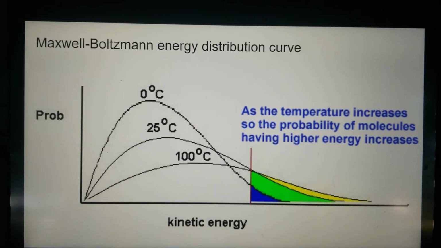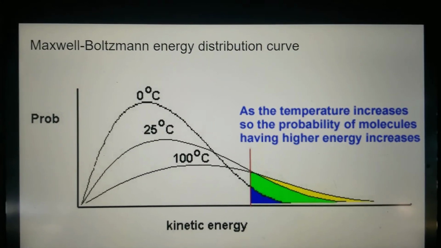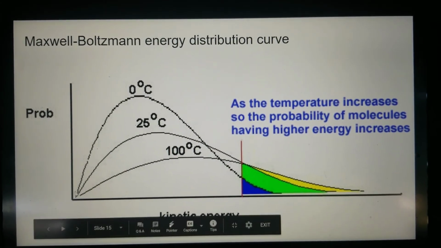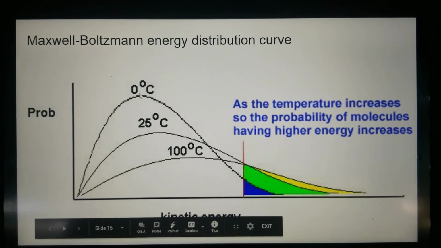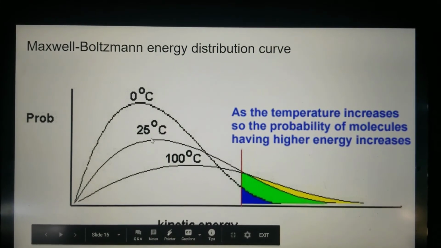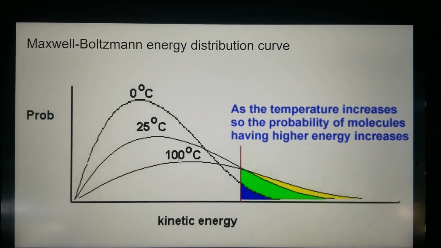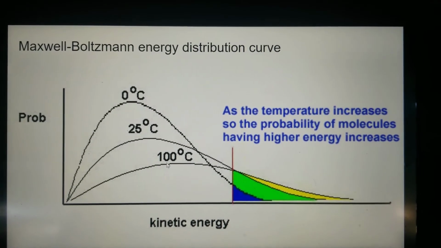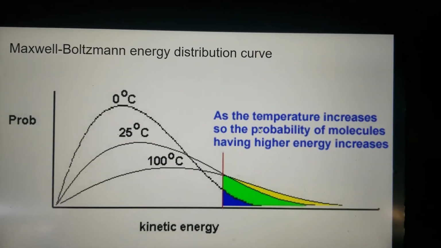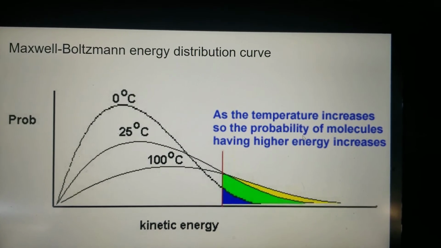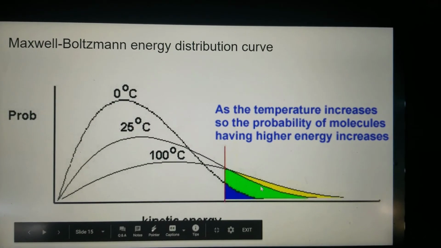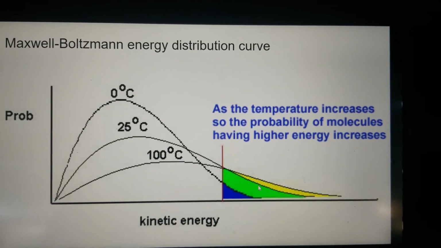All right, guys, this is a new material. This is not review. This is brand new. The Maxwell-Boltzmann energy distribution curve. Okay, so I want you guys to notice the lines. The one here at the top is at 0 degrees Celsius. That's a cold temperature. The one at 25 degrees Celsius, that would be room temperature. And then 100 degrees Celsius is like boiling, the boiling point of water. So it's hot. So as the temperature increases, so does the probability of the molecules having higher energy. It also increases, which means that there's going to be more particles that are potentially going to be involved in the reaction.